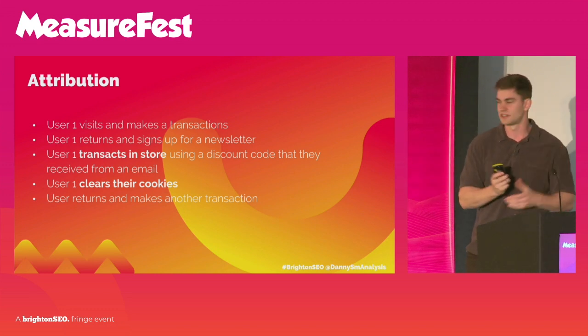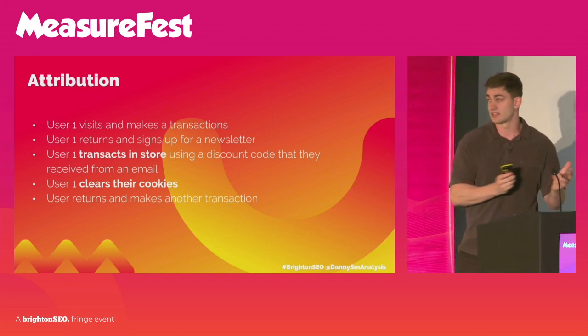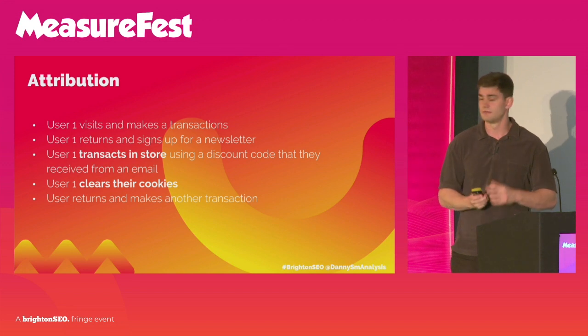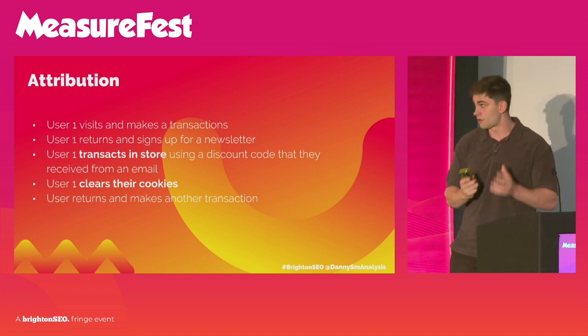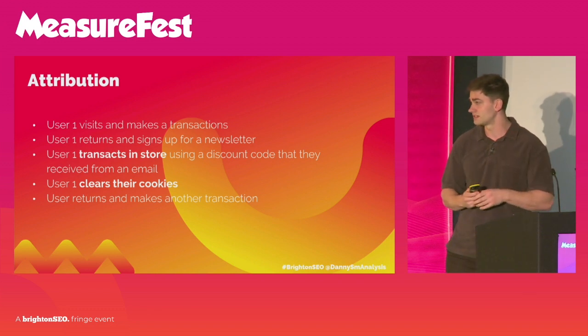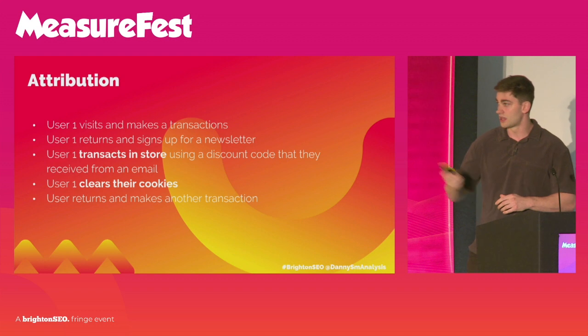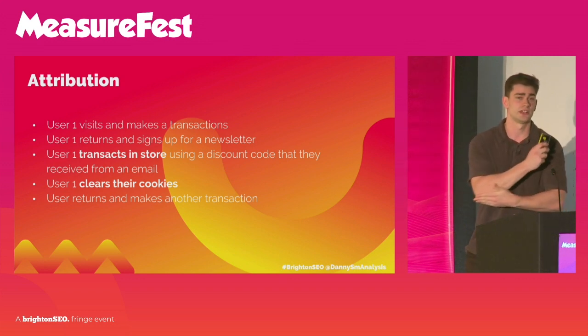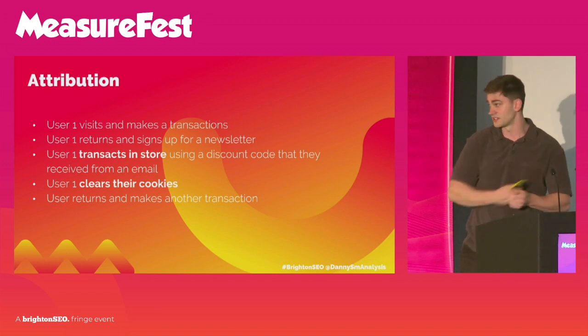I didn't really know how best to visualize this slide, so it's kind of a bit of a storytelling approach. So picture this, where you've got a user who visits your website and then they transact. They then return, they sign up for a newsletter, they then go into the store using a discount code which they acquired from that email newsletter. So it could be a distinct, for that person, a distinct discount code. Their cookies are cleared from themselves or their browser. They return to your website and make another transaction.